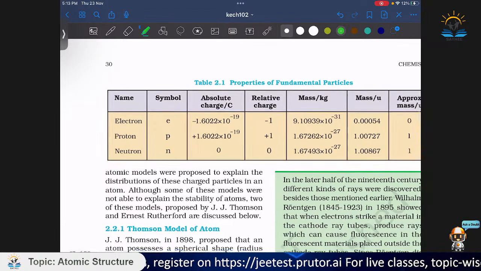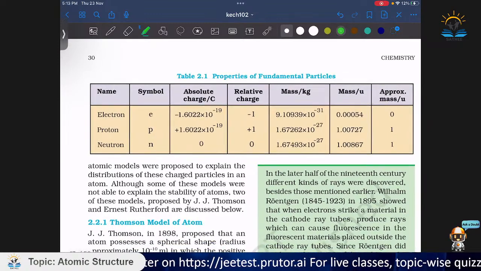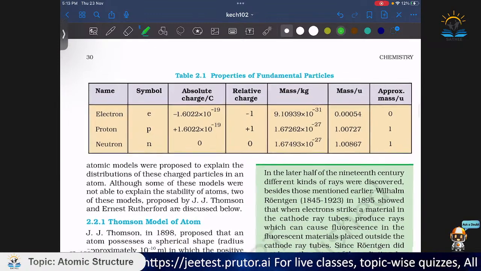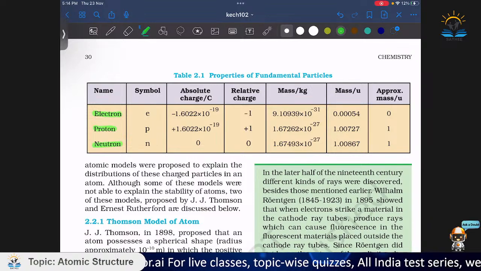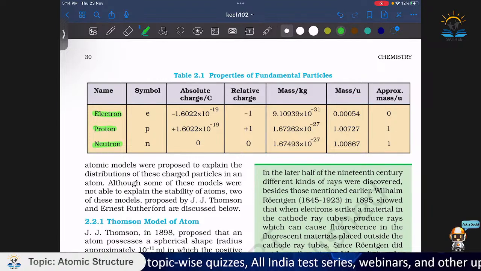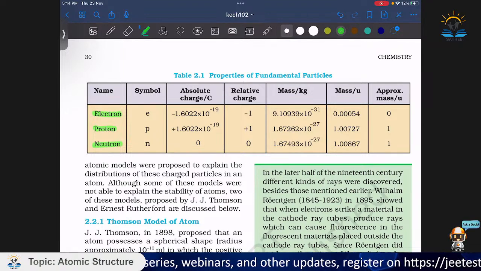So before we go on to that, let's see the properties of these fundamental particles. The electron symbol is small e, proton is denoted by p, neutron by n. Absolute charge on an electron is minus 1.6 into 10 to the power minus 19, proton plus 1.6 into 10 to the power minus 19. Relative charge: minus 1 is given to the electron, plus 1 is given to the proton, and the neutron is kept at 0.